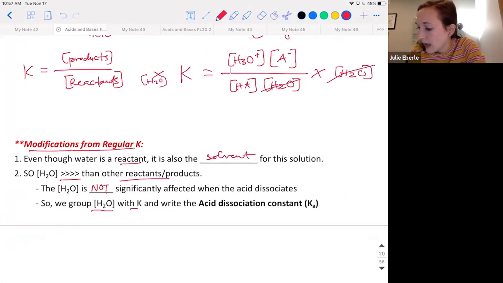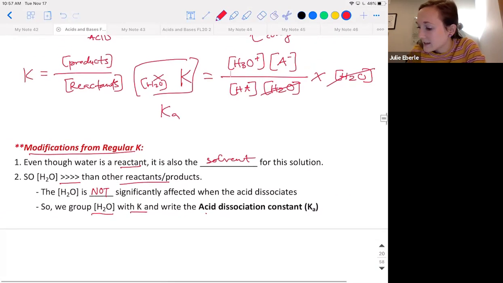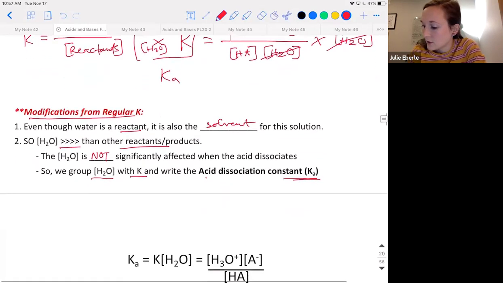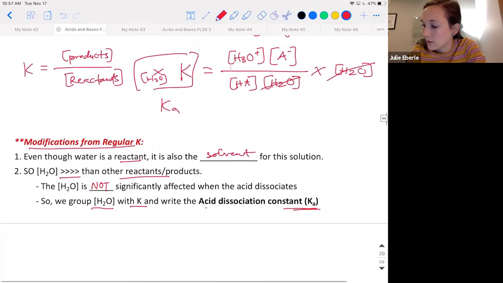So we group water with K and we'll call these together Ka. We call that the acid dissociation constant, Ka. So here's the new form down here. I'm gonna let you guys finish writing up here. Make sure you have this equation down, but we'll clean it up and we'll see what the final version is.